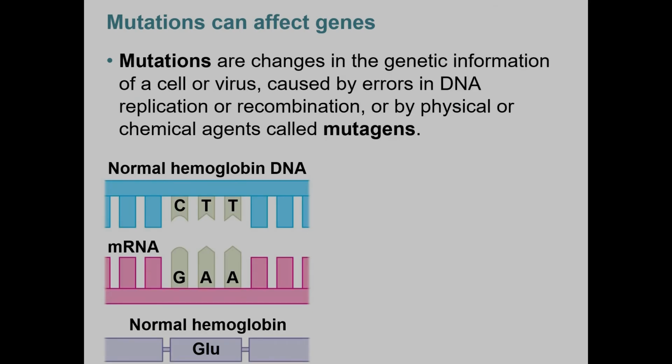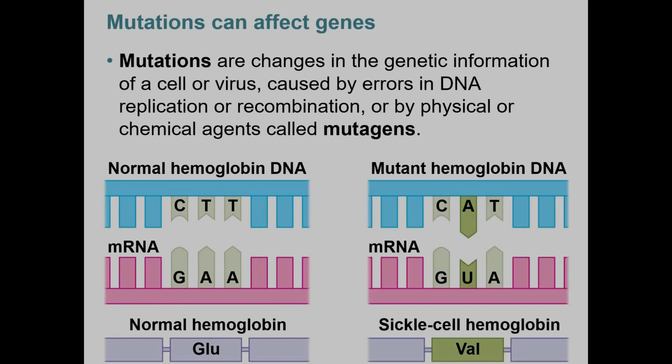Let's think about some examples. We're going to start with the sequence here, which represents normal hemoglobin. In the DNA, the sequence for glutamate is CTT, and the codon is going to be GAA. If we have a mutation that affects the second nucleotide and converts it to a U, this would change the codon to GUA. This results in a substitution of valine for glutamate. This particular mutation is common in sickle cell anemia.